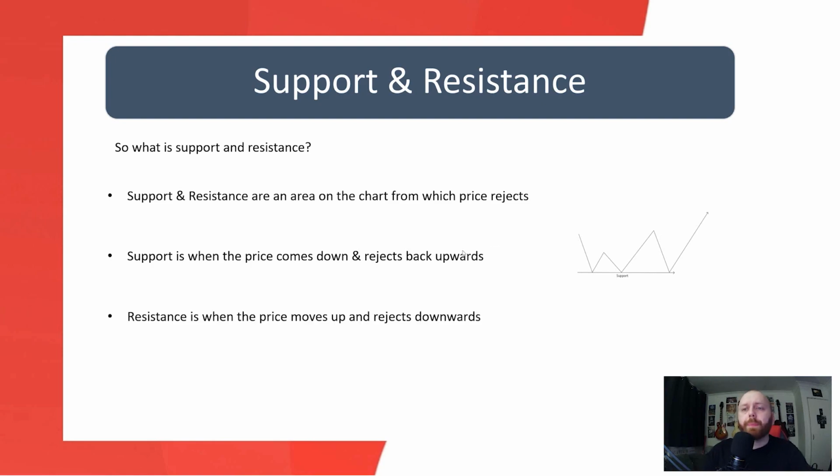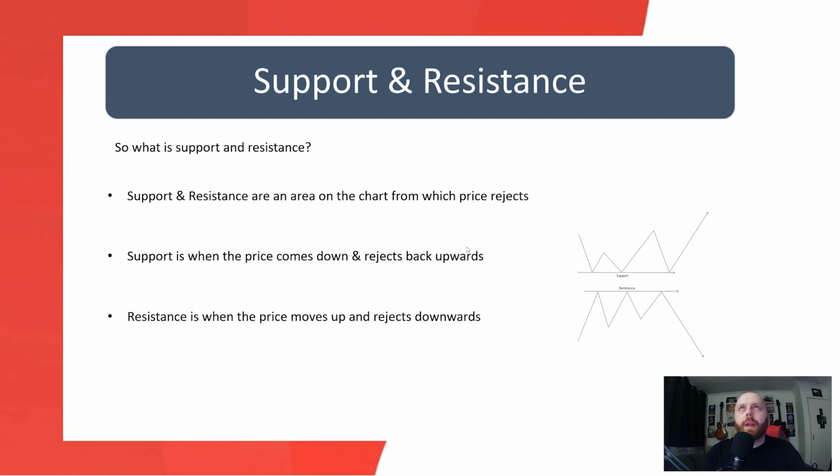Resistance is basically when the price moves up and rejects downwards. So it's the complete opposite to what support is. You can see it's just like flipping it on its head, and you can see the price move upwards. It rejects at this point, so we know this is an area of resistance. So it's likely when it comes back to this point again, it could find resistance again. And in this example, you can see that the price is rejected from that resistance point 3 times. Generally, that's what support and resistance is.